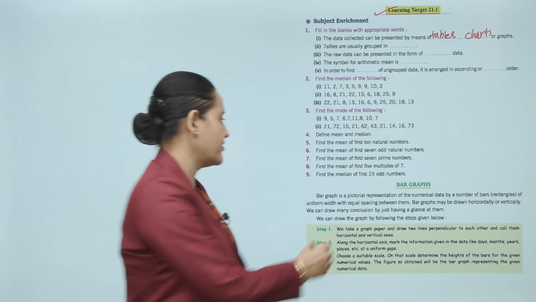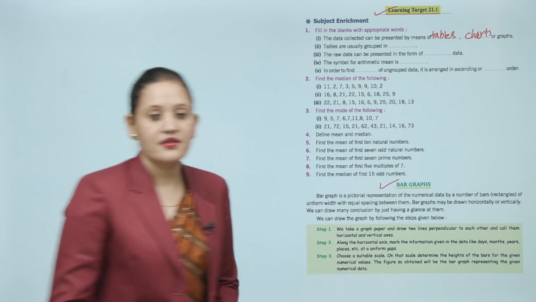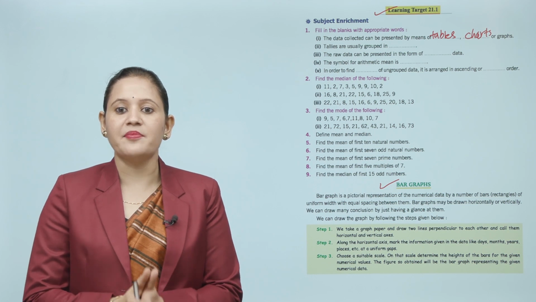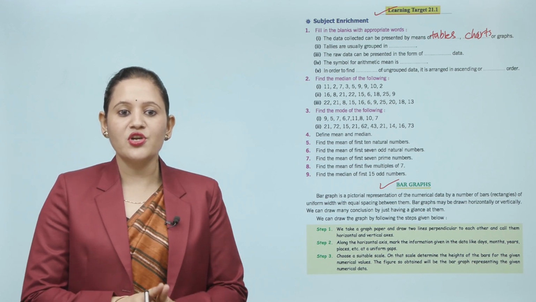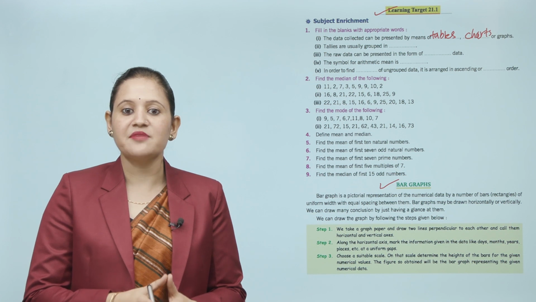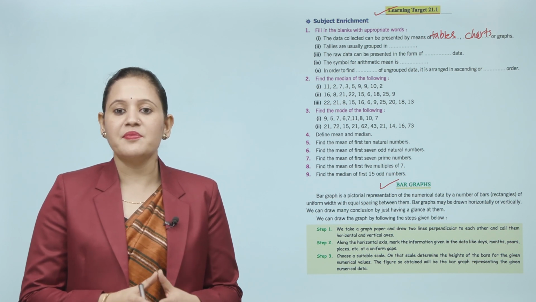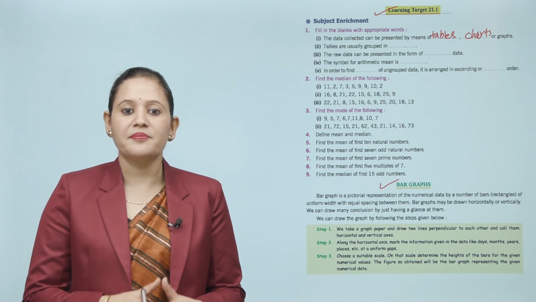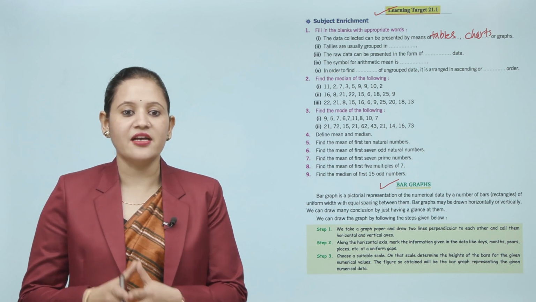Next is bar graph. A bar graph is a pictorial representation of numerical data by a number of bars of uniform width with equal spacing between them. A bar graph may be drawn horizontally or vertically. We can draw many conclusions by just having a glance at them.